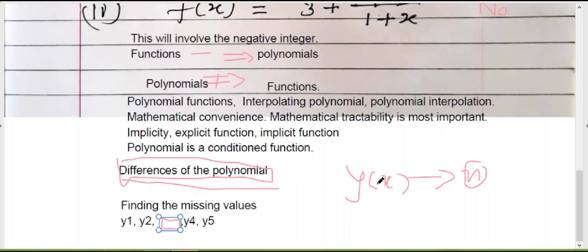So this kind of property we will discuss tomorrow. And after discussing these differences of the polynomial, we will lay down certain rules, certain properties, which will be a workable property that will help to solve the problems of the missing values. So today is enough, I think.